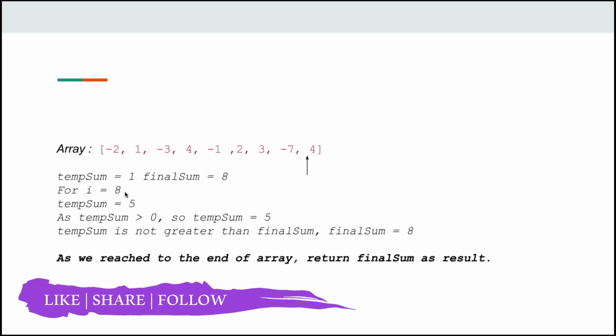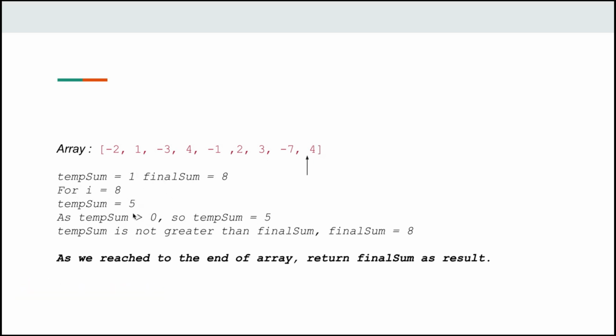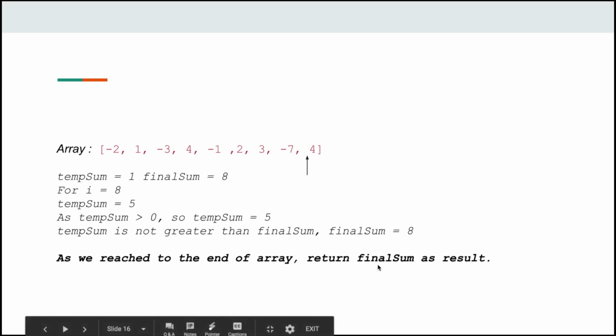In the next step, when I equal to 8, the value is 4. We add the value to temp sum and it becomes 5, which is again greater than 0. So the temp sum here is 5. So again here, temp sum is not greater than final sum. So the final sum is 8. As we reach the end of the array, we will return final sum as a result.